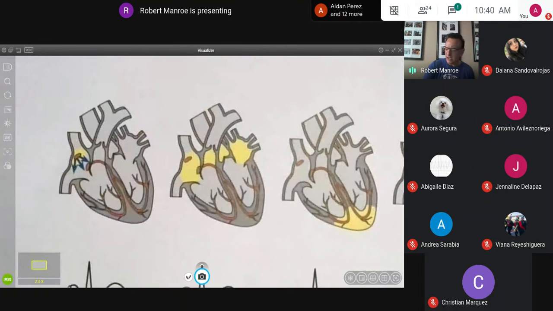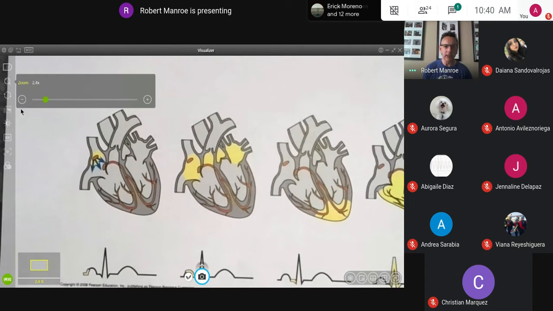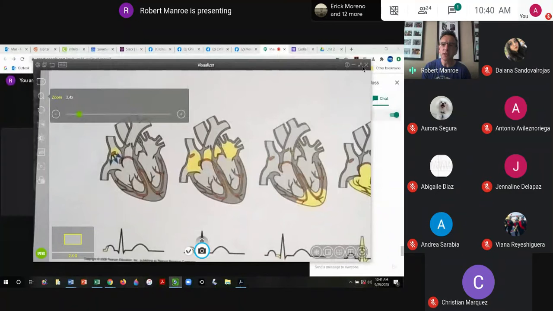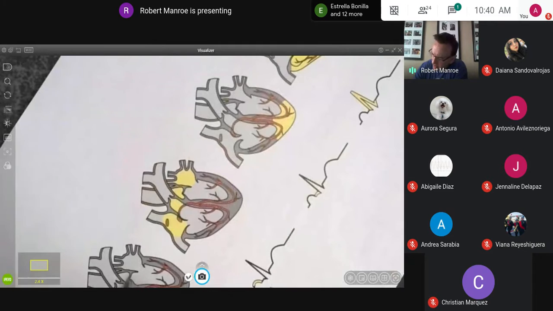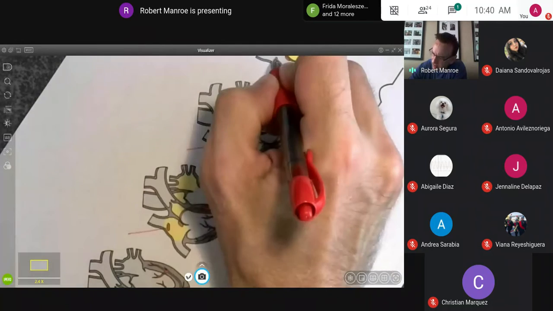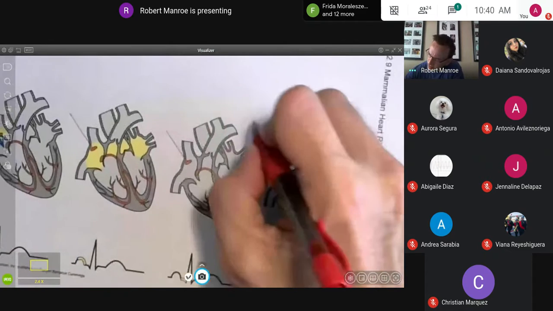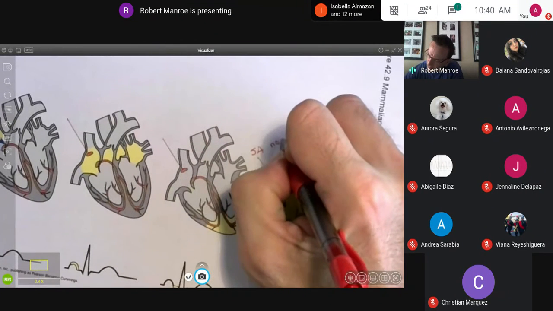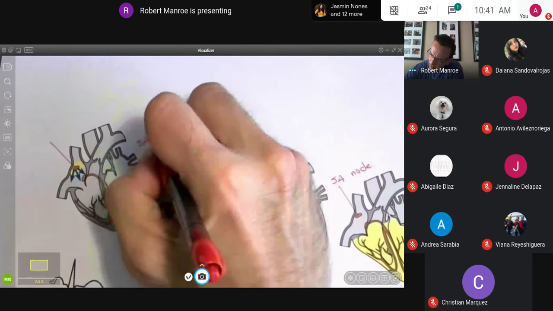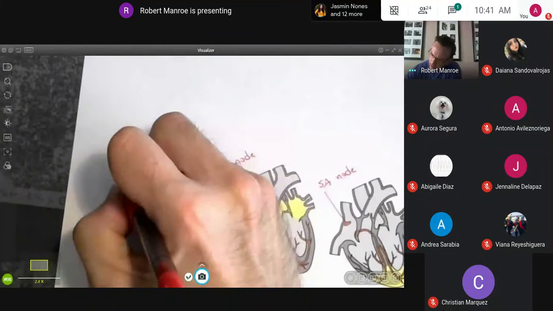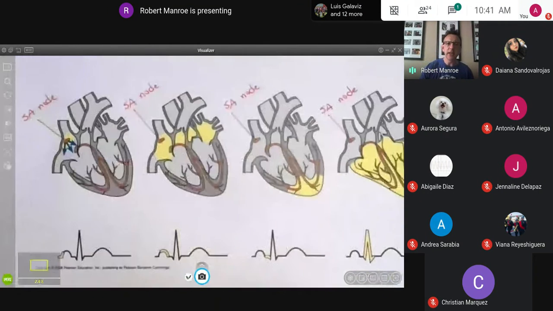So what is this red dot here in the top right atrium? What is that? SA node. That's the SA node. So let's label it in all four of them. I need SA node, SA node, SA node, and SA node. Boom, there's your SA node.